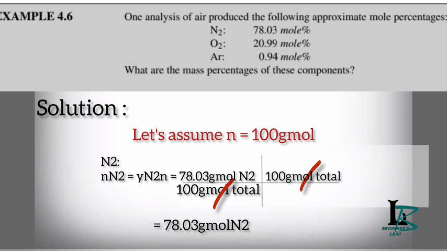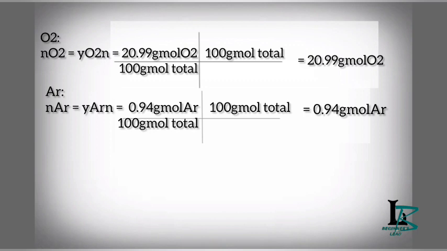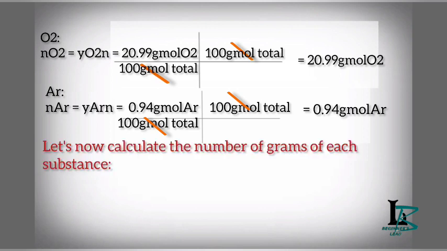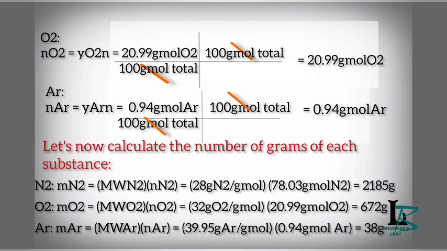For the solution we have to assume the number of moles is equal to 100 moles. Using the given mole fractions, we can find the number of moles of nitrogen in the air using the equation. Similarly, we find the number of moles of oxygen and argon in the air using the same equation. Now we can calculate the number of grams for each substance using the molecular weight. The equation: mass of a species equals molecular weight times number of moles of the same species.